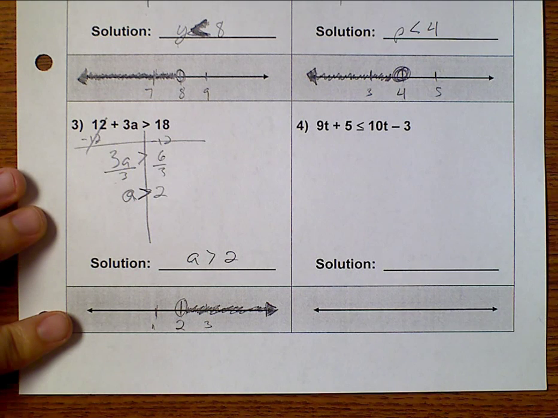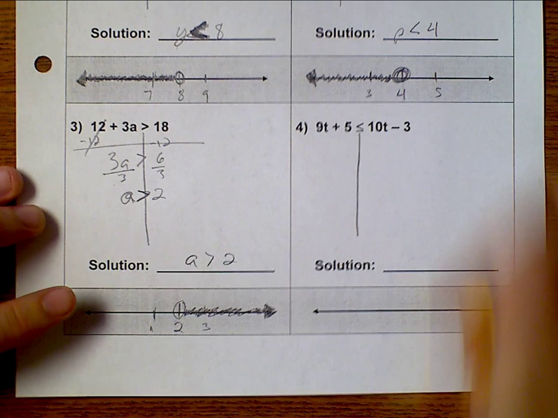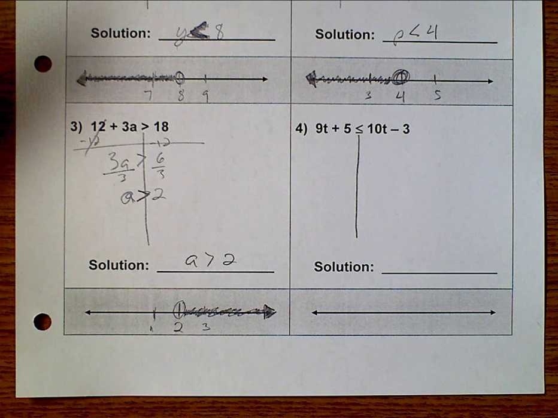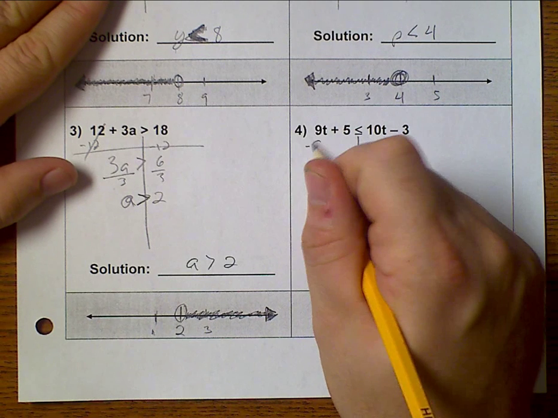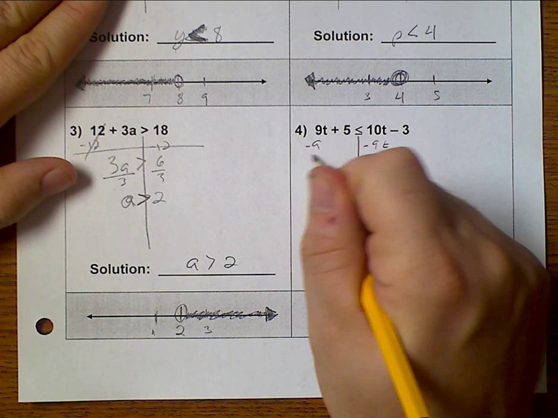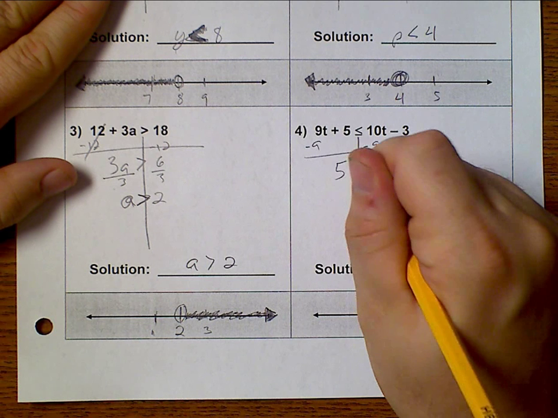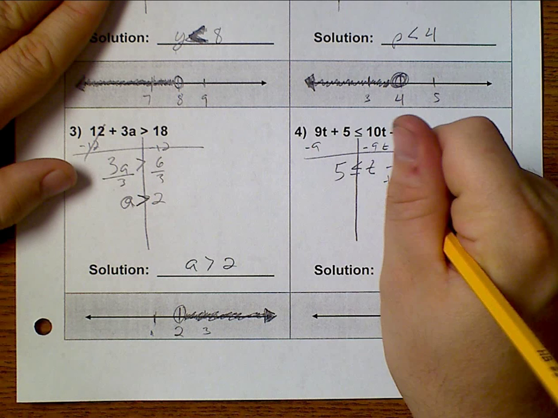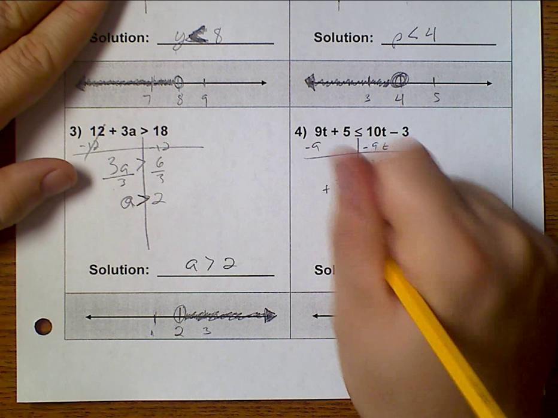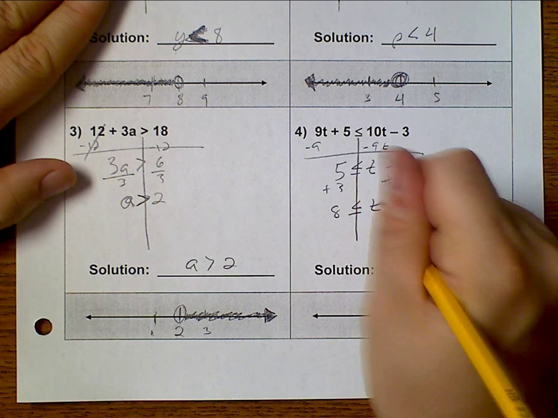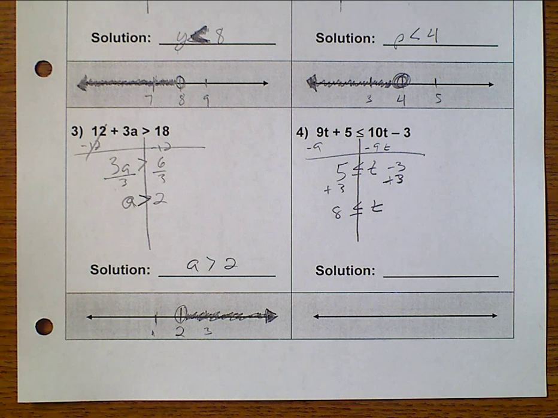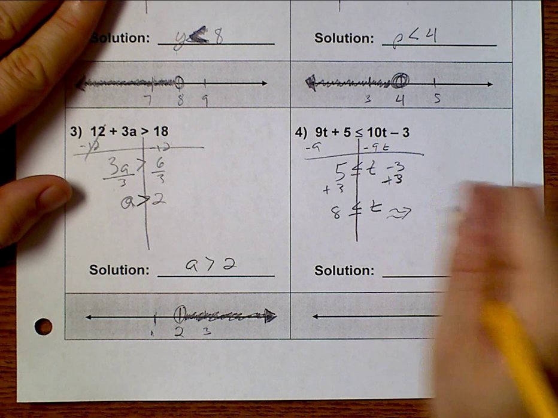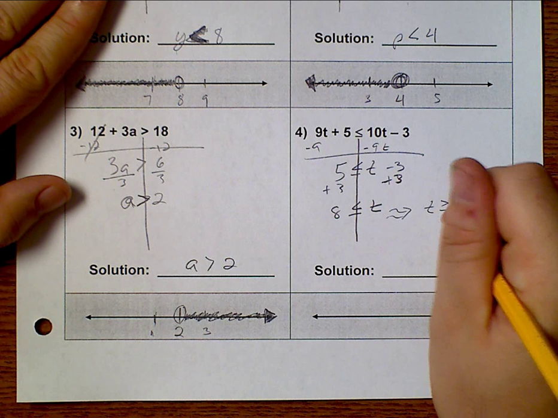And now we get to an equation that's got variables on both sides. And the first thing we're going to do is get all of our t's to one side. So I'm going to go ahead and just subtract 9t. That gives me 5 less than or equal to t minus 3. I add 3 to both sides, and I get that 8 is less than or equal to t. Did I ever multiply or divide by a negative number? My answer is no. But I want to go ahead and rewrite this as t is greater than or equal to 8.